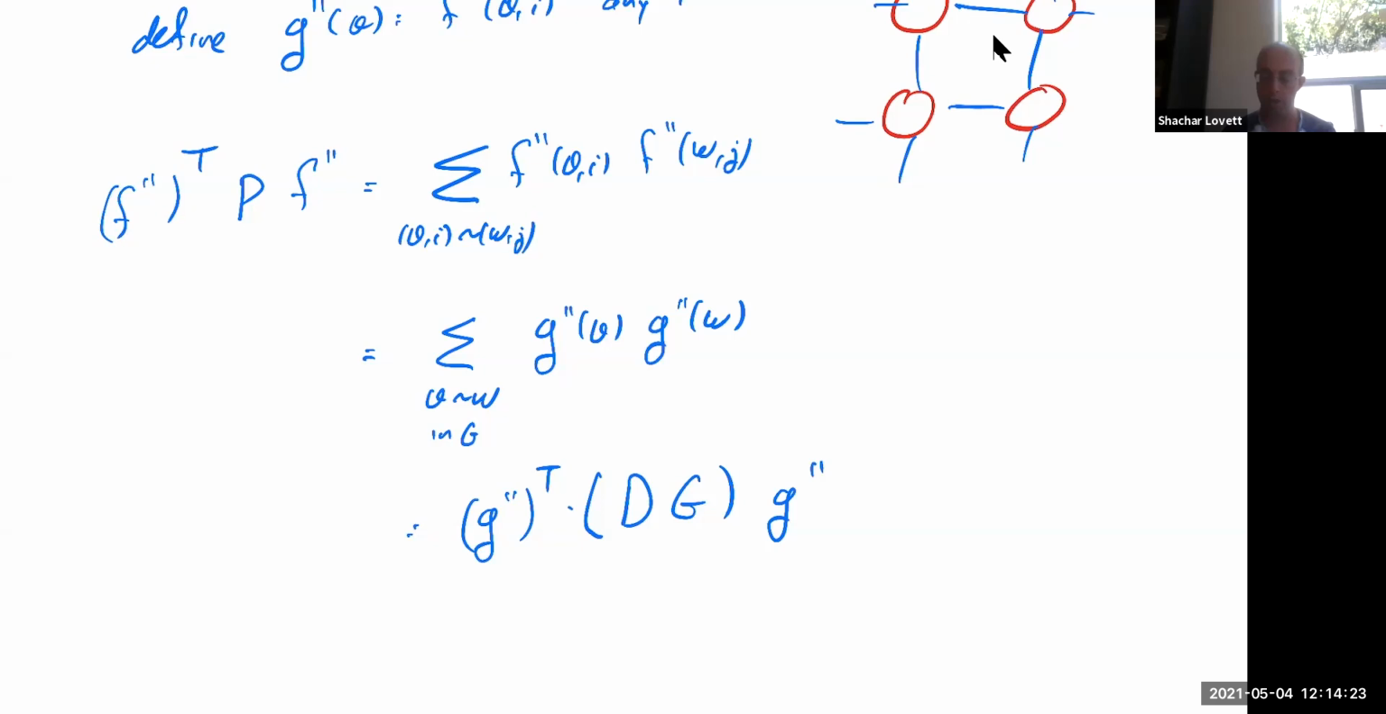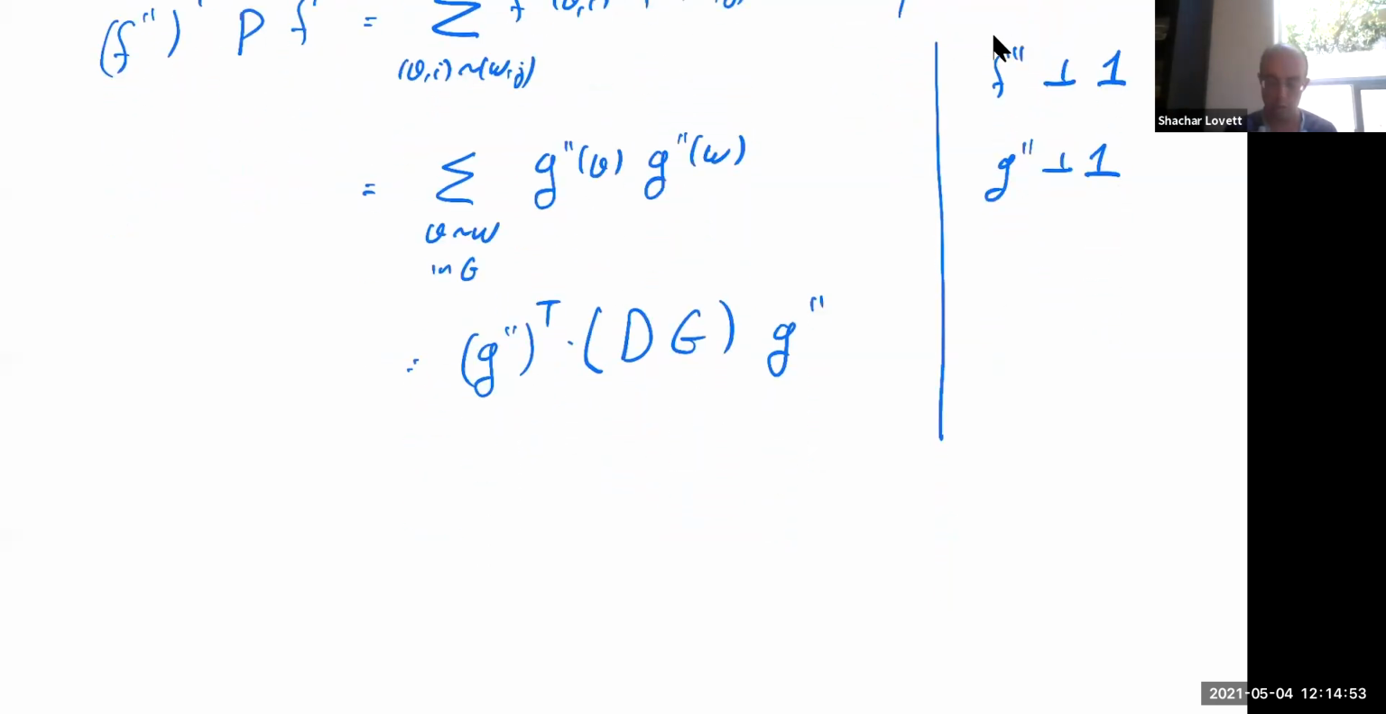Now, what do we know about G parallel? Remember, we knew that F parallel was globally orthogonal to 1. Locally in every cloud it was constant, but because F was globally orthogonal to 1, doing averages will still overall be orthogonal to 1. So we know that G parallel is also orthogonal to 1. So we can now finally apply the expansion of the graph capital G. What do we know here? By expansion, the absolute value of F parallel transpose P F parallel is at most the expansion of G, which we call alpha.